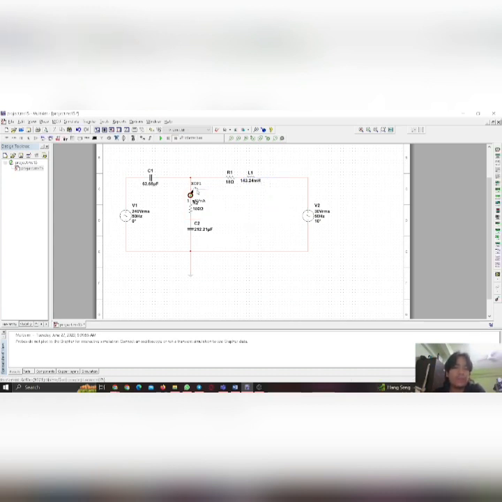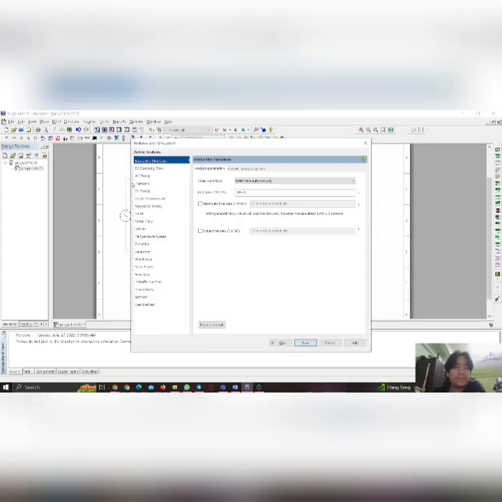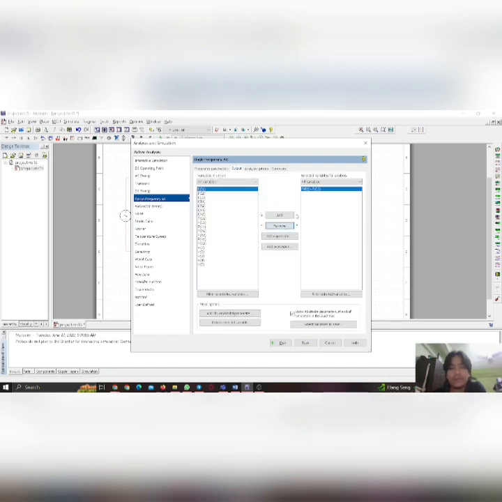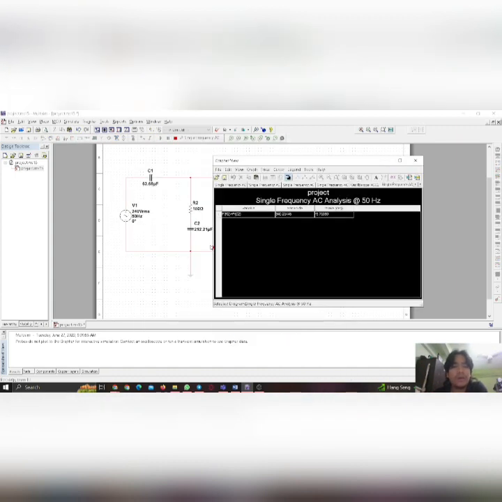For the power, we can use single frequency AC. In the output, we use the expression PR2 plus PC2, and we get the value of the power for Zmax.